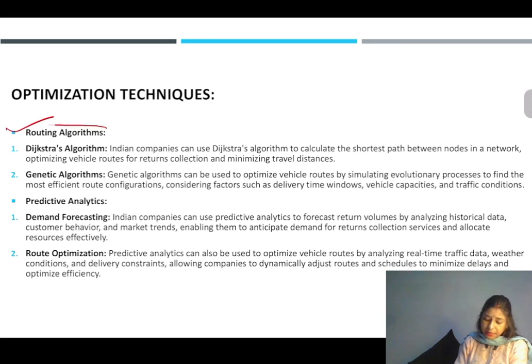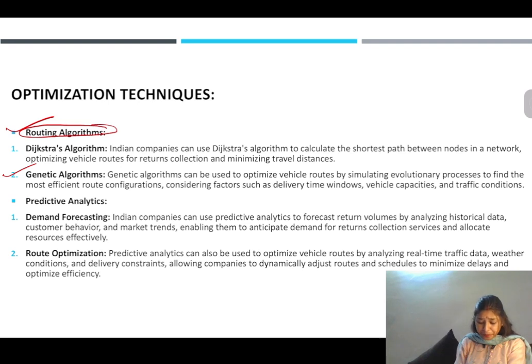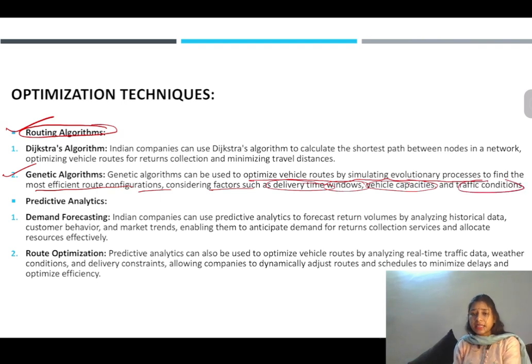Routing algorithms we have discussed, but let us again discuss. We have discussed the genetic algorithm, if you remember. The genetic algorithm is a tool that can be used to optimize the vehicle routes by simulating evolutionary processes to find the most efficient route configuration, in which all the factors are considered: delivery time, delivery window, vehicle capability and traffic condition. Considering all these factors, it does the simulation and brings out the most efficient route.